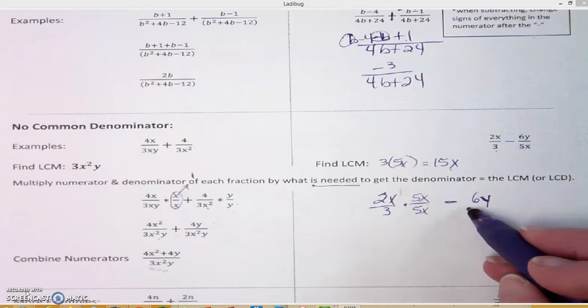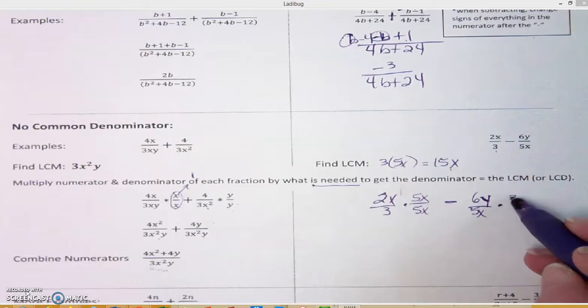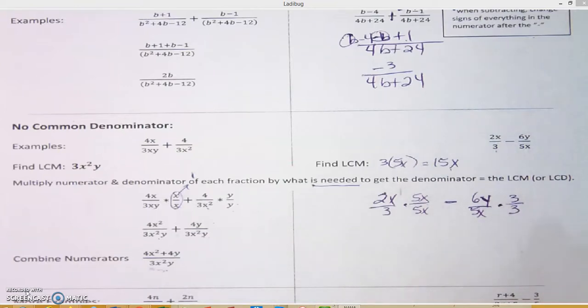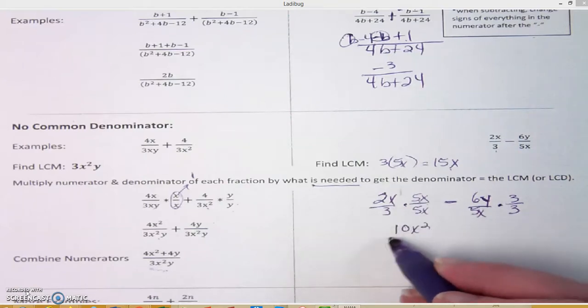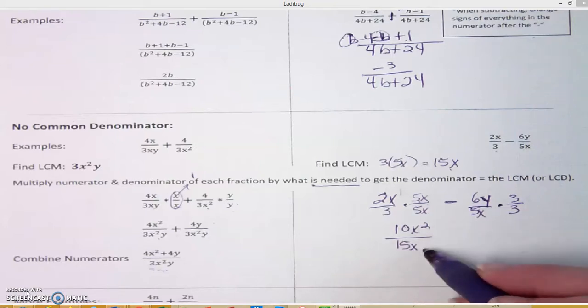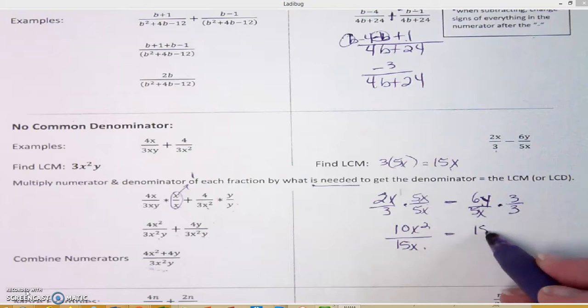Sometimes my y's look like 4, sorry. 6y over 5x. To get 5x to 15x, I need to multiply my numerator and denominator by 3 over 3. So when I multiply here, I get 2x times 5x, and that gives me 10x squared. And then my denominator will be 15x, which is what I wanted it to be, minus 6y times 3 is 18y over 15x.